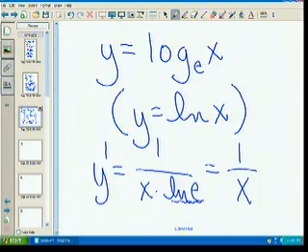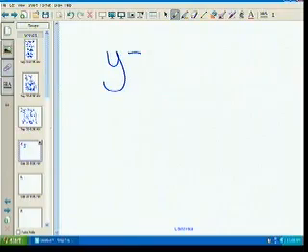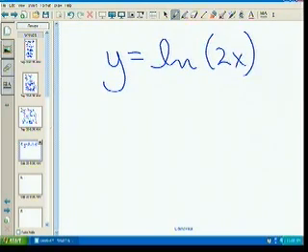Like if you had log base e of 2x, would it be 2 over 2x? Okay, that's a good problem. Let's do that one next. So you have y equals natural log of 2x? Yeah.